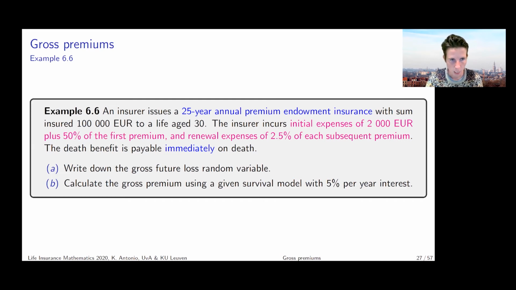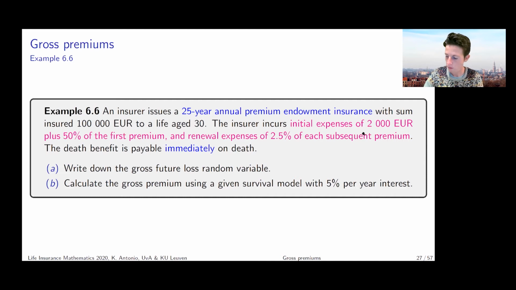Okay, so we've got a 25-year annual premium endowment insurance. So that means there is an endowment insurance, and the term is 25 years. If the exercise says we've got a 25-year annual premium endowment insurance, that means that premiums are payable annually for the term of the contract. So our premiums are payable annually in advance during 25 years. What is also important is that the death benefit is payable immediately on death, so I need to value my death benefit in a continuous time setting.